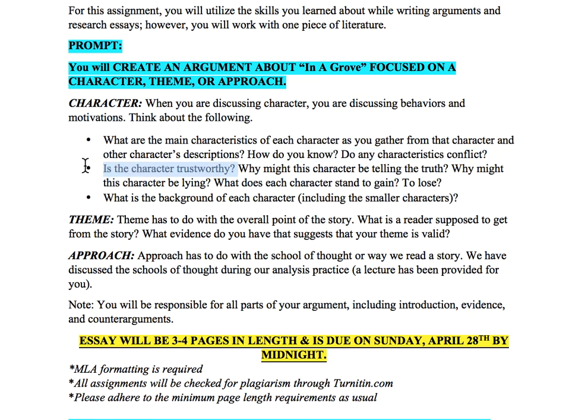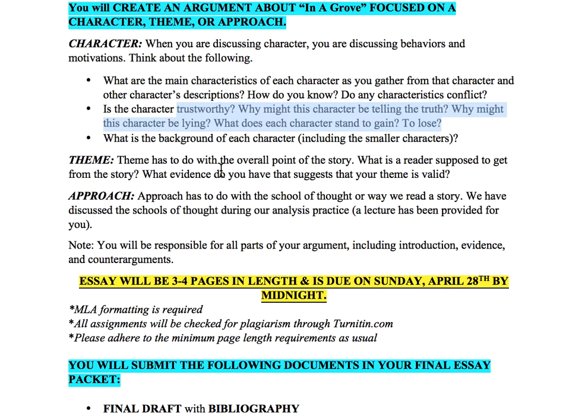Is the character trustworthy? How do you know? What in the text shows you that they're telling the truth, or what in the text shows you that they're lying? What do they have to gain or lose? What is the background of each character, including maybe some of the smaller characters?